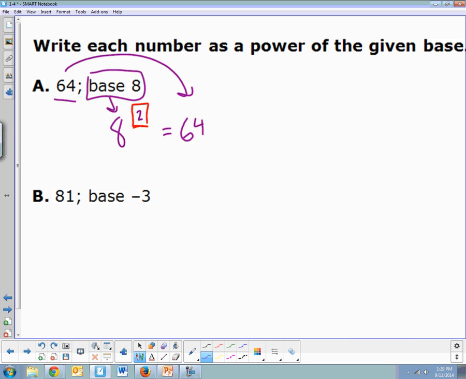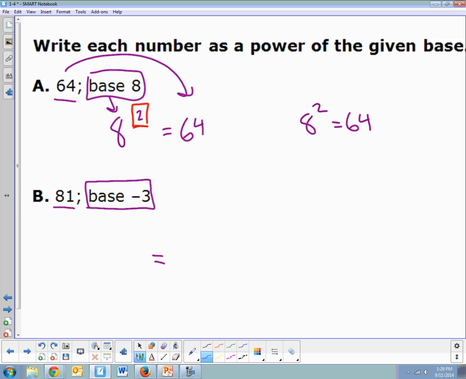So write each number as a power of the given base. Your final answer would be 8 squared equals 64. So they give you the solution, and they give you the base, and you got to figure out what the exponent would be to make that happen. So for B, I'm going to have you try this on your own, where they give you the base, they give you the solution, so you have to write an equation that uses that base, negative 3, and has a solution of 81. So I'm going to go ahead and pause it, try it on your own. I'm going to assume you paused it.